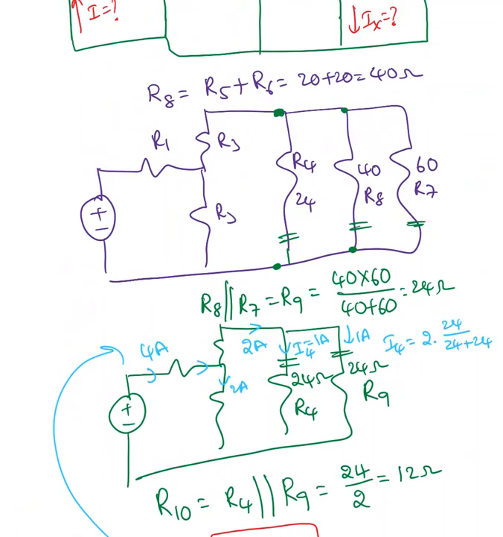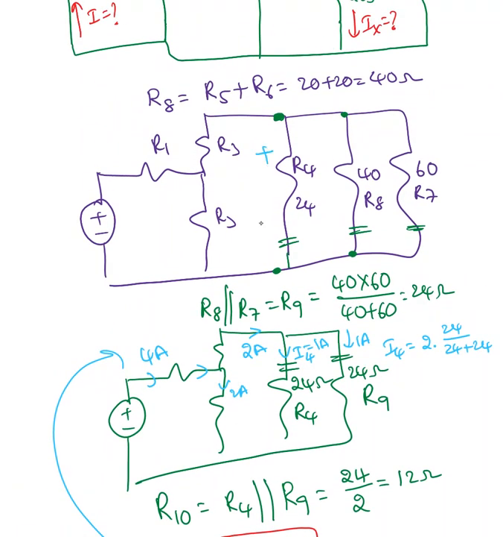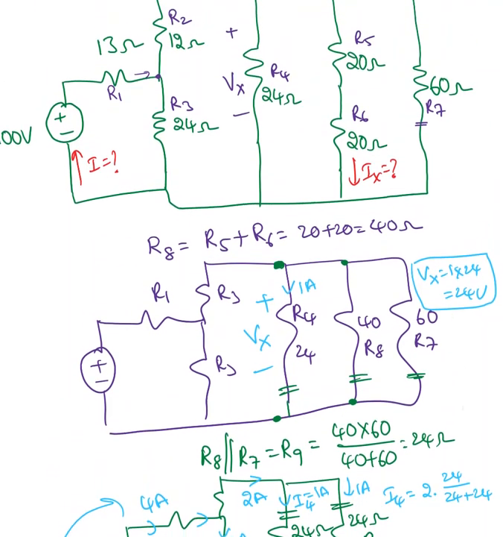Now I'm going back again. Do you remember our goal is finding Vx there? I already know the current passing through that, which is 1 ampere. So what is Vx? Vx must be 1 ampere times 24. So that's 24 volt. Vx equal to 24 volt.